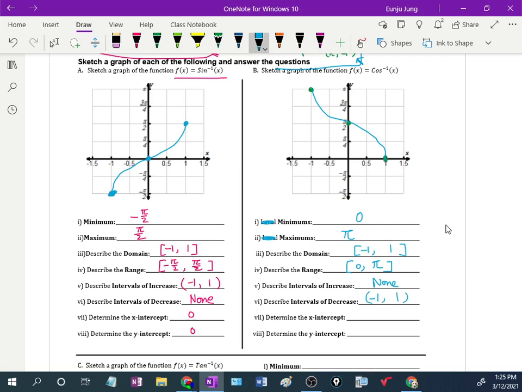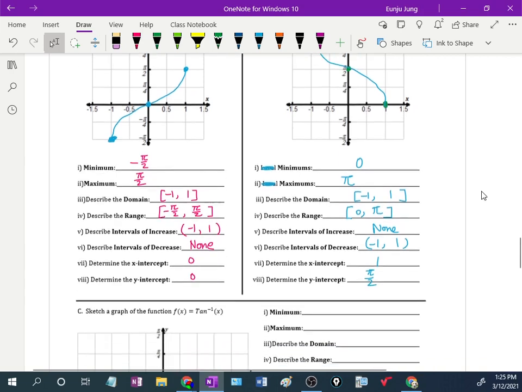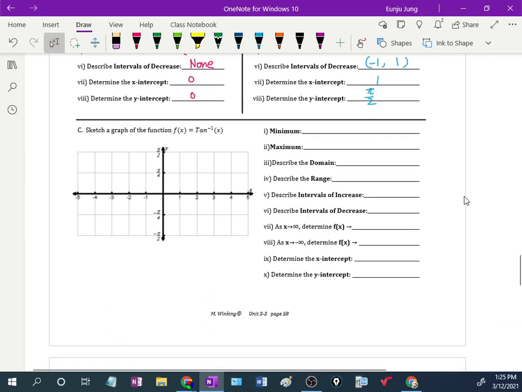At a higher level, we use open parentheses for the interval of increase and decrease, ignoring the endpoints. What is the x-intercept? The x-intercept is that 1. That's right. Here, right? What's the y-intercept? Pi over 2. That's right. Next one, we are going to look at the tangent function, and this is the inverse of tangent.